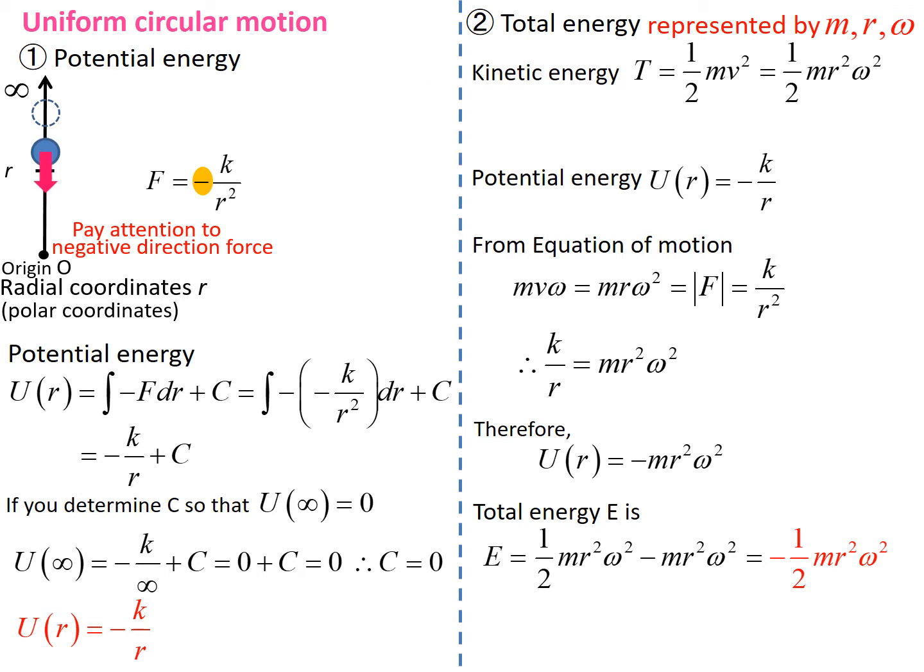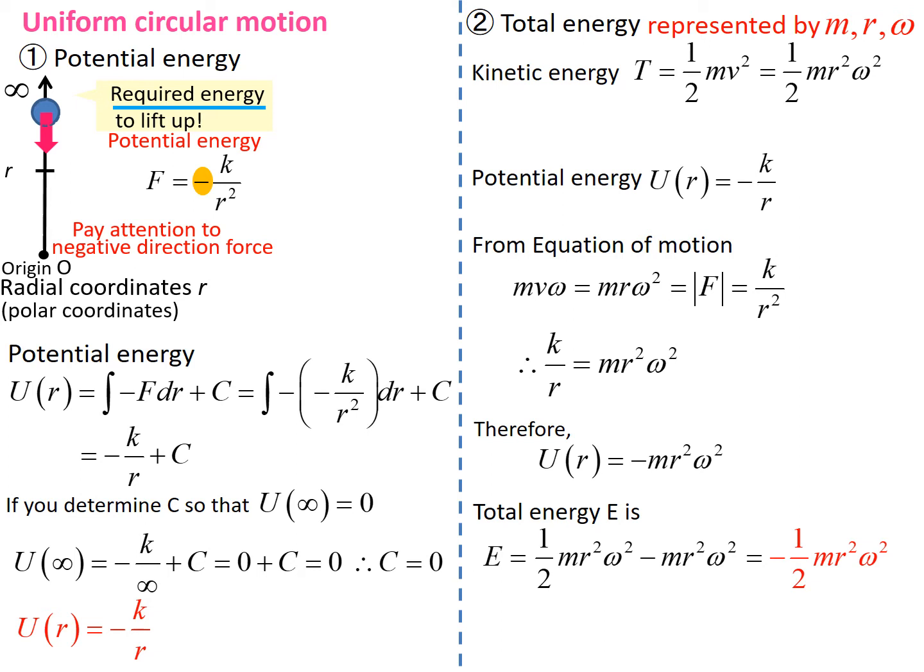In order to move it away from the origin, energy must be applied from outside, because the force F acts on the object along the negative direction. Thus, the potential energy can be considered as the required energy to lift the object up to a certain position.